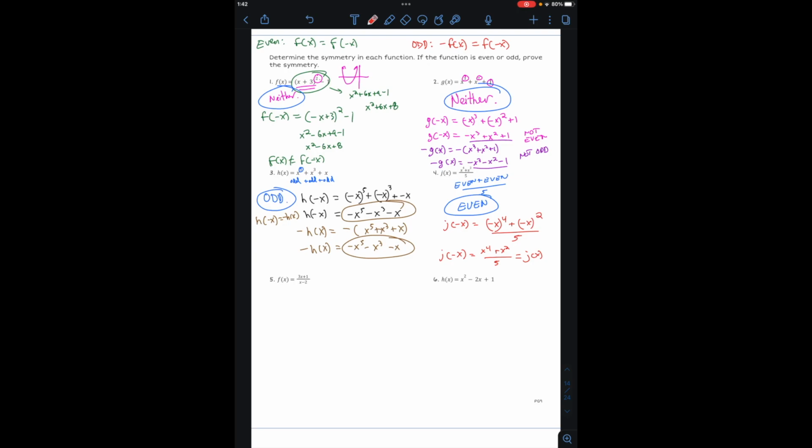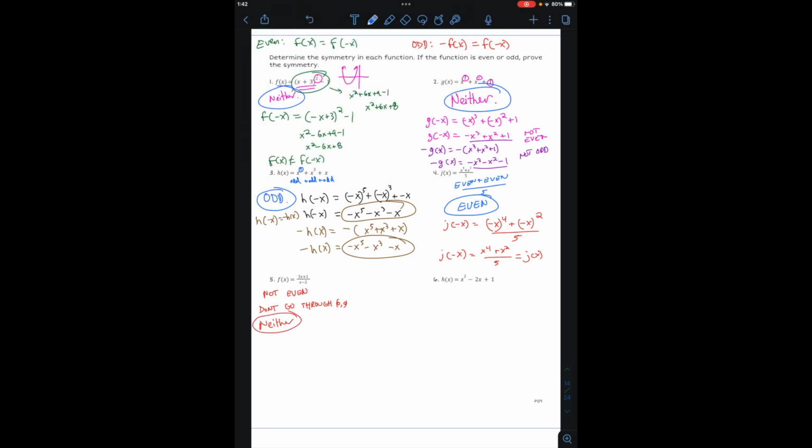f of x, this one's not so obvious. There's no even powers here, so it's certainly not even. So it's not even because we don't have anything even that looks like it's happening. We also don't go through 0, 0. As far as I can tell, I plug in 0 for x and I get negative 1/2, right? So that's not going to be odd. Based on that, we're going to say neither.